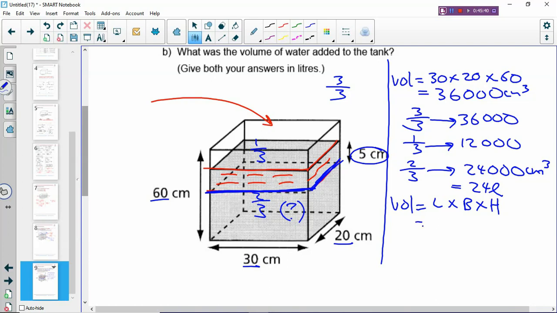So the volume of how much water is added will be equal to length times breadth times height. And what do you get? So 30 times 20 times 5. And so you have added another 3000 cm cube of water, and your answer has to be in liters. So you divide by 1000 and you will get 3 liters. So you have added 3 liters of water into the tank, right? And that's how you solve.